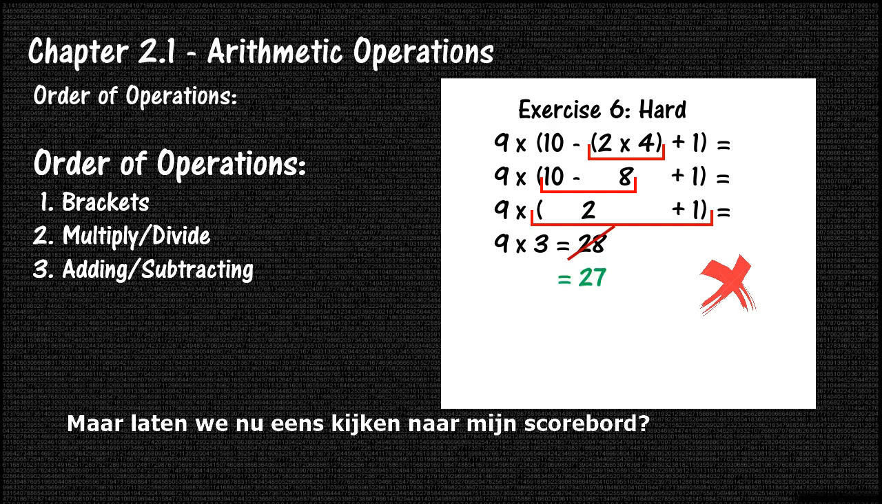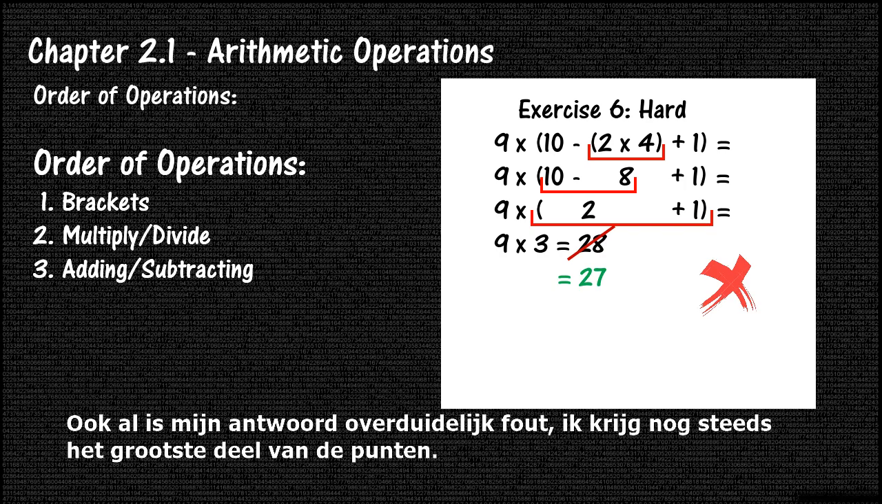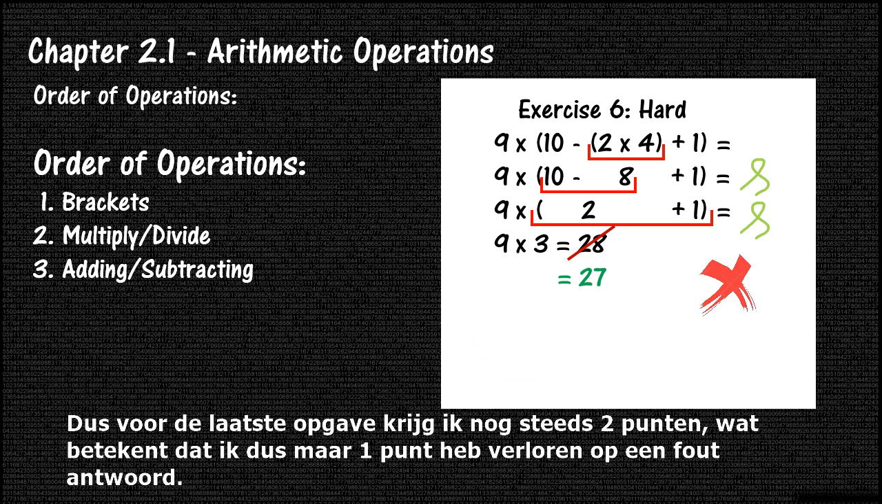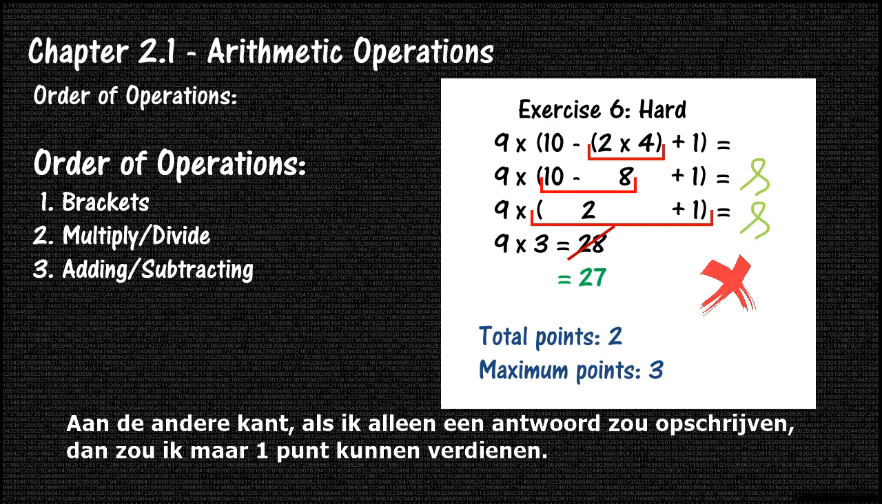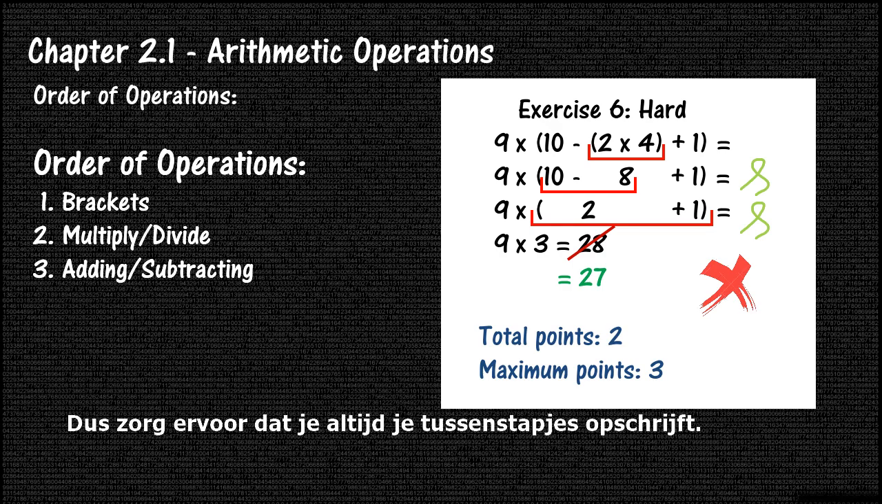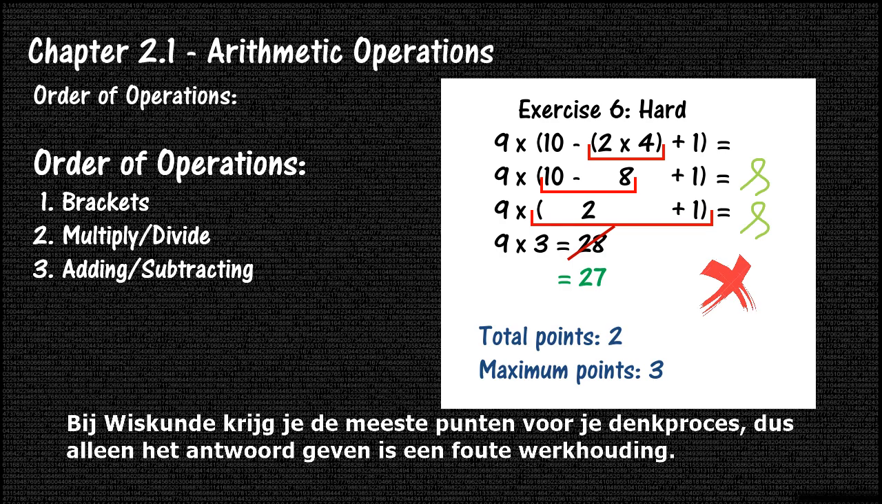But let's look at the scoreboard, shall we? Even though our answer is clearly wrong, I still received most of the points for it. This is because I wrote down all the intermediate steps. So for the last exercise, I would still receive 2 points, meaning I only lost 1 point on my answer. On the other hand, if I would only write down the answer, I would only earn 1 point. And that's only if the answer is correct. So make sure you always write down intermediate steps. In math, you receive a lot of points for your thinking process. So only giving me an answer is not the way to go.